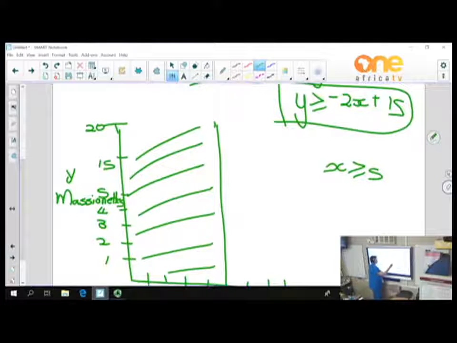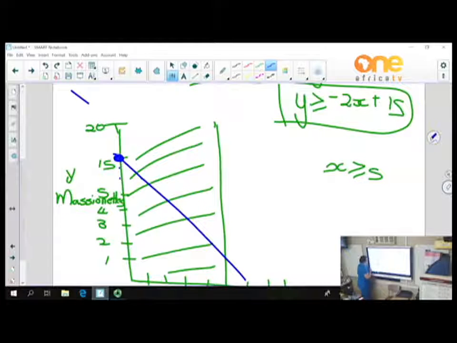Now, the next one says, let's take this one. Y is more than or equal to negative 2x plus 15. So it means I'm going to start here at the y-intercept. I start with a 15. What is the slope? Negative. What is the gradient? 2 over 1. So now you just go 2 blocks down and 1 to the right, and then you draw the line.